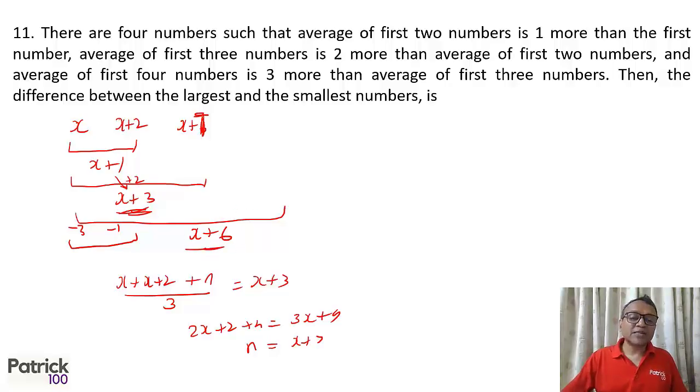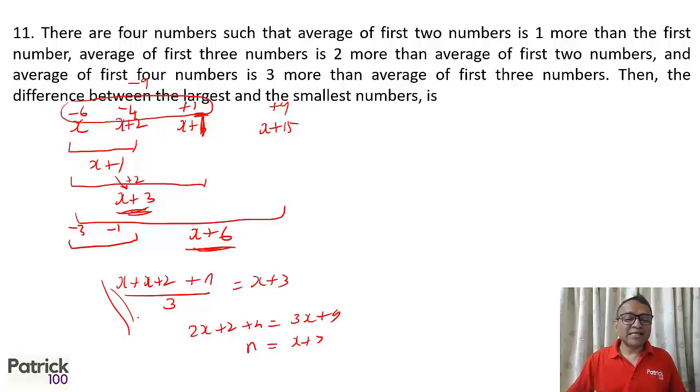Now when I compare with x plus 6, x plus 7 is plus 1, x plus 2 is minus 4, and x is minus 6. So overall these 3 become minus 9. So the last number has to be plus 9 as compared to the average x plus 6. So this becomes x plus 15.